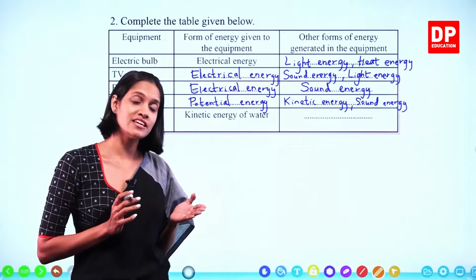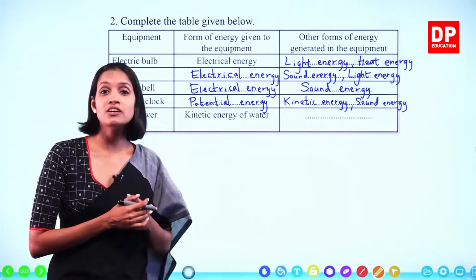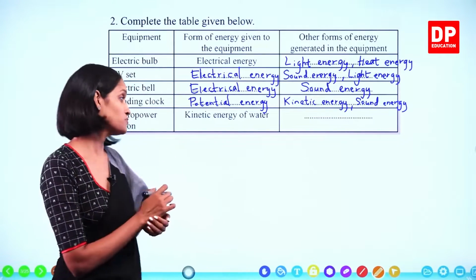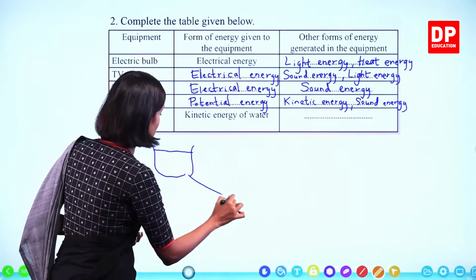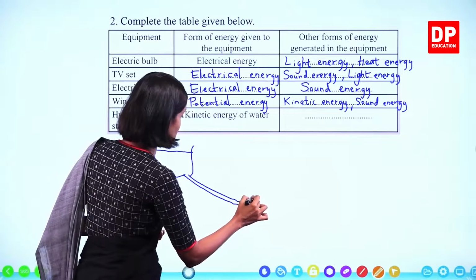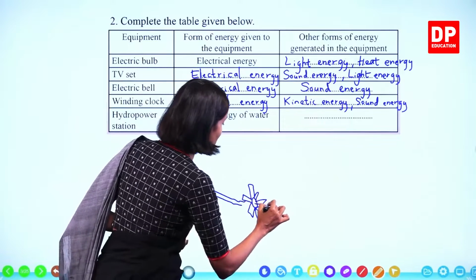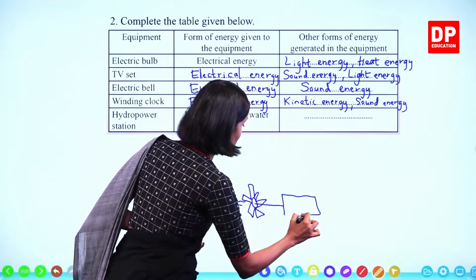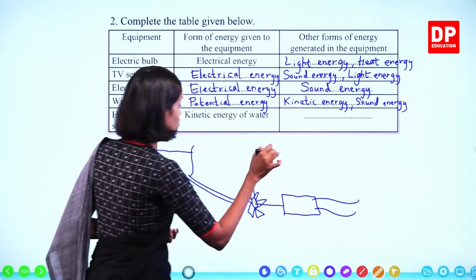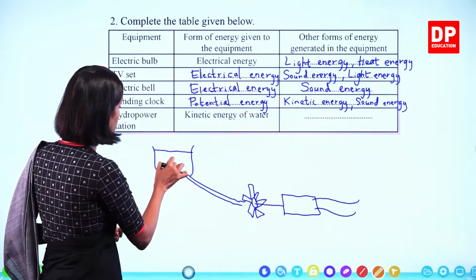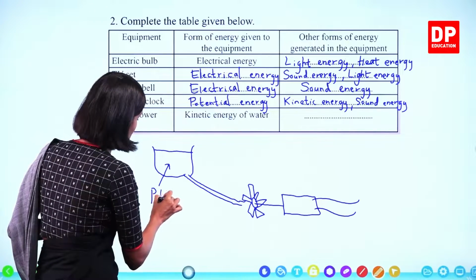So in the hydropower station, you all know that the turbine is worked using the flow of water. The water is initially stored at a higher elevation, right? And that water flows through canals and it reaches the turbine. It makes the turbine work or rotate, and as the turbine axis is connected to the dynamo, the magnet of the dynamo also rotates and thereby electricity is generated.